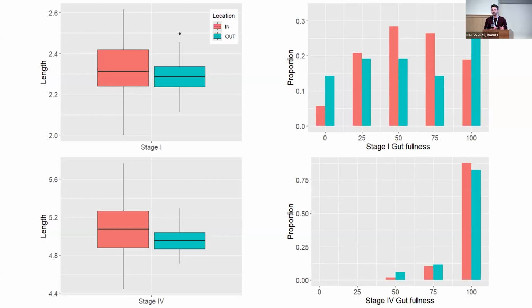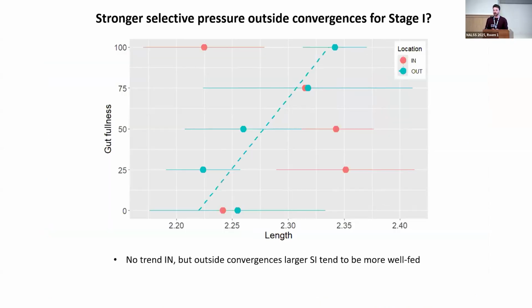But if we dive a little bit deeper, this pattern is actually a little bit more interesting and pops out an interesting relationship here, where when we take size and plot that on the x-axis for the stage 1s against gut fullness, what we see is that outside of convergence zones, size is correlated with gut fullness. So the largest stage 1s outside of convergence zones are the ones who are able to fill their guts. While inside the convergence zones, there is no relationship between size and the ability to fill your gut. It relies on something else.